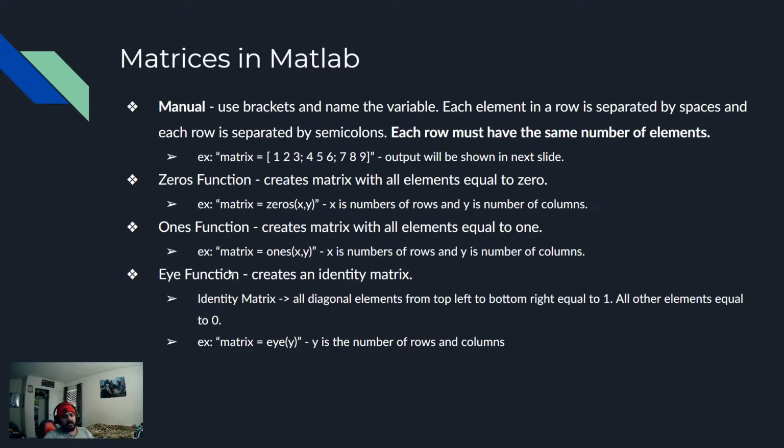Now, the last way to declare matrices is the I function. This creates an identity matrix. It'll be better explained when I actually show you how it works, but what it does is it creates a diagonal from top left to the bottom right, which is going to be equal to 1, and all other elements within the matrix are going to be equal to 0. What you would do is type in matrix I, and y is going to be equal to the number of rows and columns. Since this is an identity matrix, both would be equal.